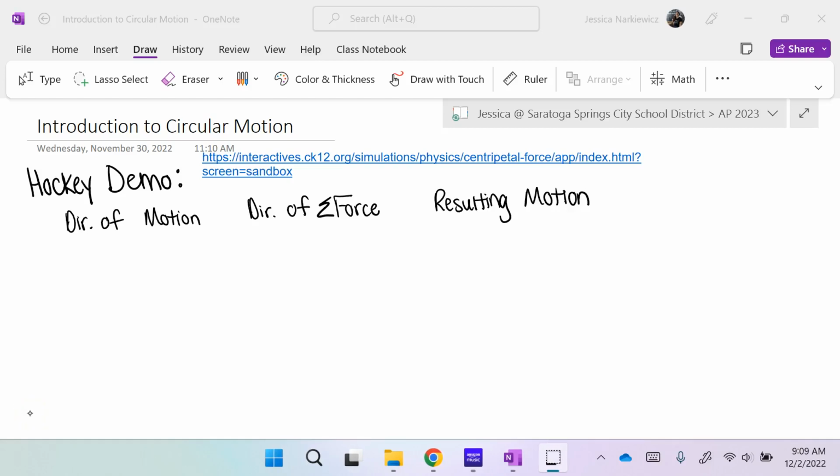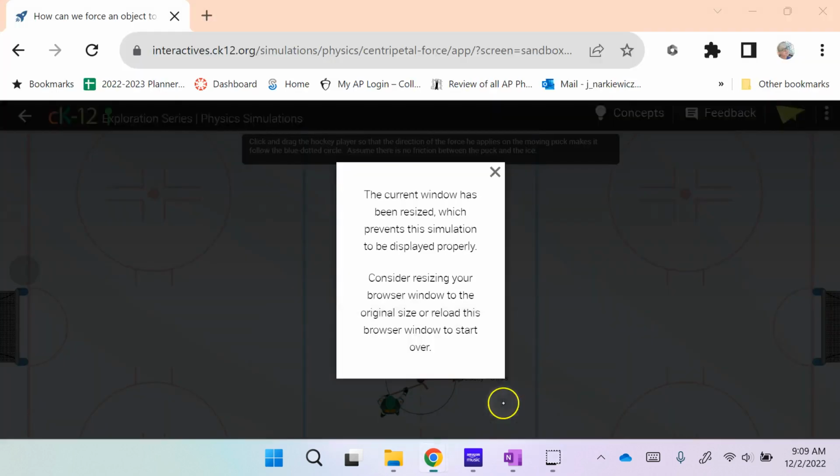All right, so this is going to cover the introduction to circular motion. We're going to start with this hockey demo from CK12, where we're going to look at the direction of motion, the direction of the net force, and the resulting motion. And we're going to see what we need to do in order to move the object in a circle. How do we need to apply that net force?